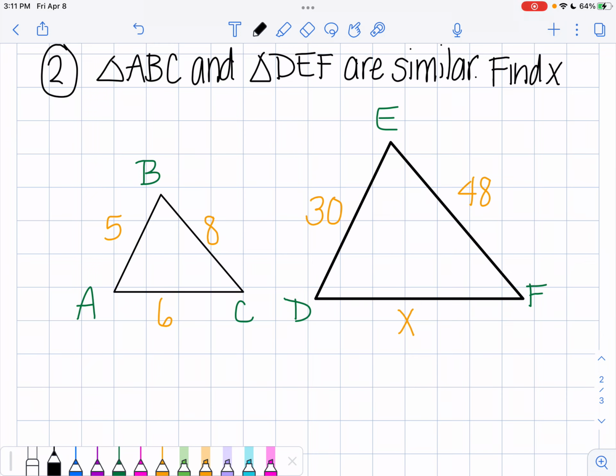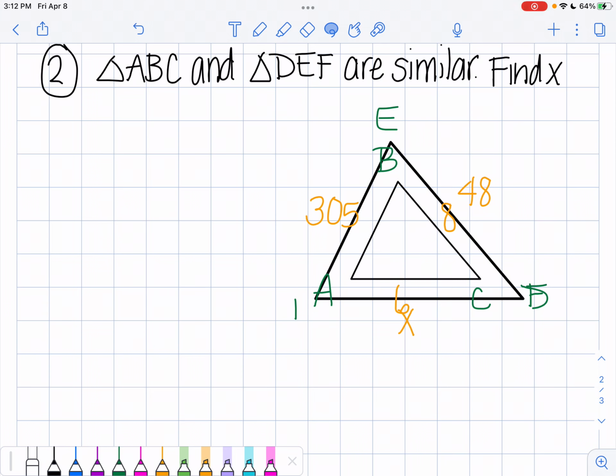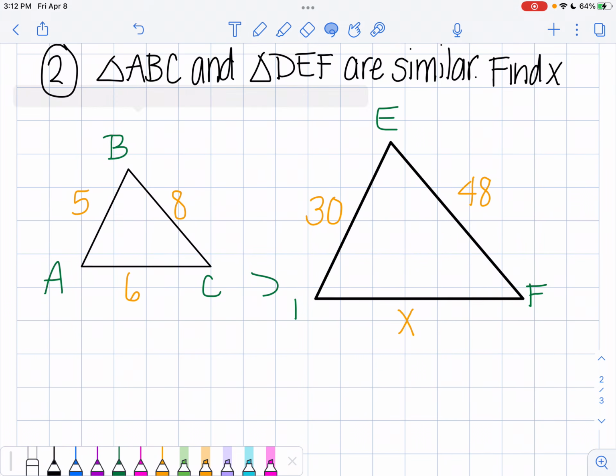Okay, triangle ABC and DEF are similar. Find x. So I want to make sure that I have my corresponding sides. Even if I just look at this, I can mentally move it inside and say, yep, that's right. Whoops, I got rid of my D here. Okay, so I'm going to match up my sides. So here I got my oranges, my purples, and my blues here.